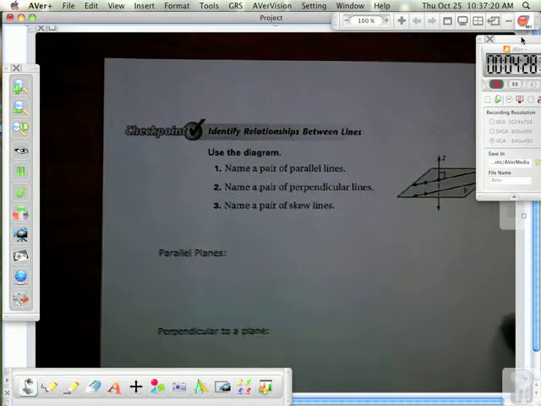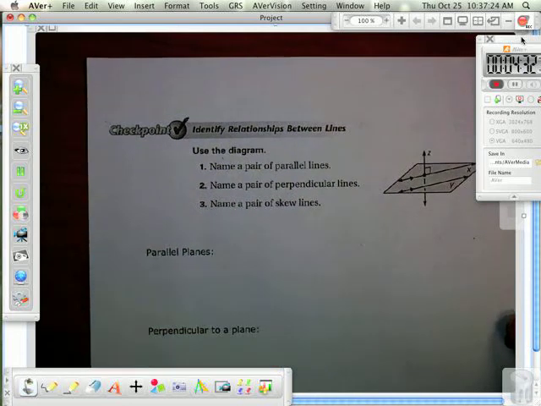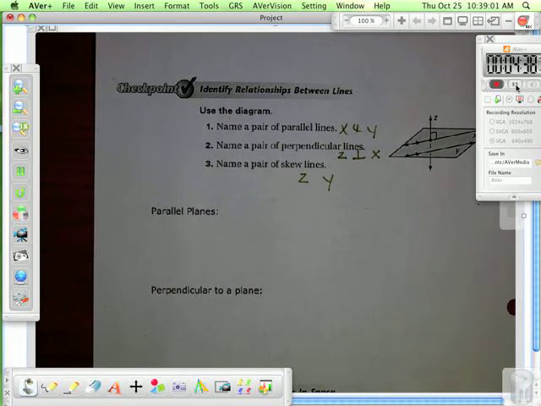Okay, on your own, do this real quick. 1, 2, and 3. Okay. Shouldn't take you too long. On your own, do 1, 2, and 3. Do we have to? Yes. Not on the plane. Right, and it doesn't intersect. It doesn't intersect that other line, right?